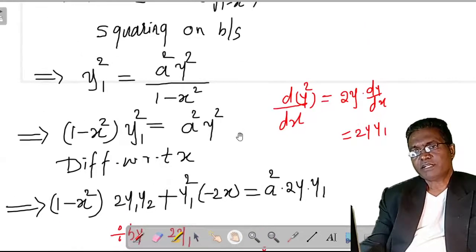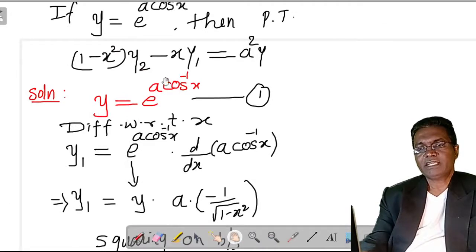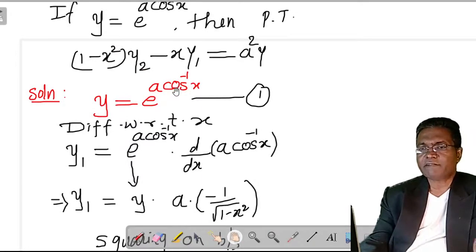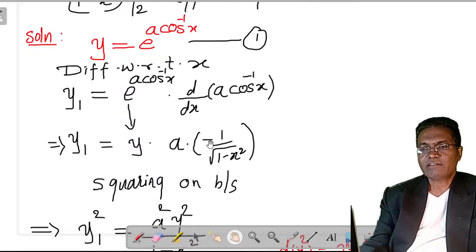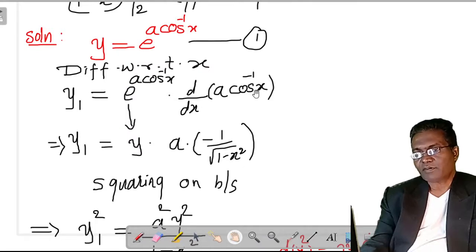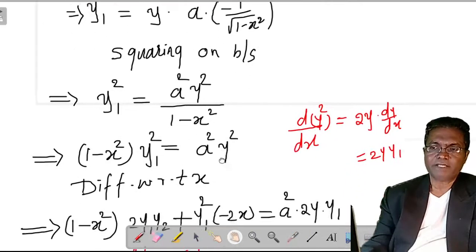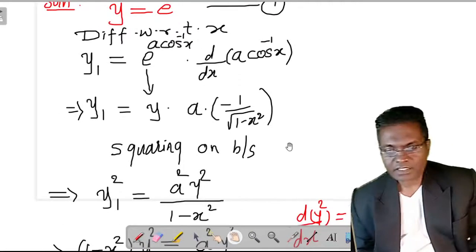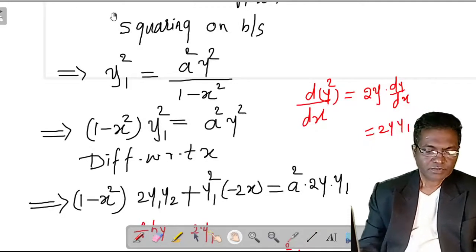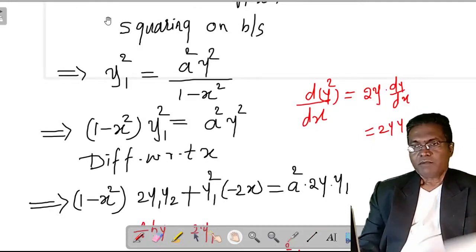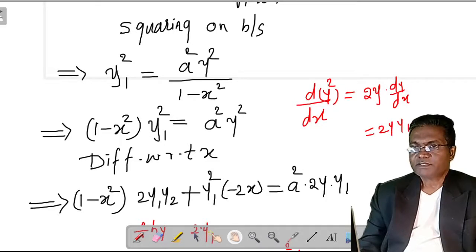So if you want, you can try by taking e power a sine inverse x. Everything will be the same, only here is plus, you will get derivative of sine inverse is 1 by root 1 minus x square, and everything will be same, just copy. Okay. So one more last one of this session.